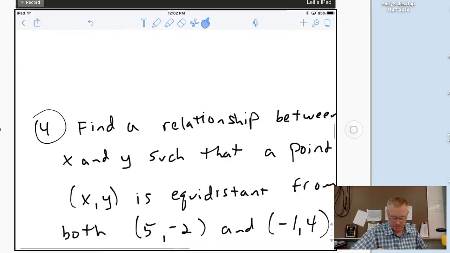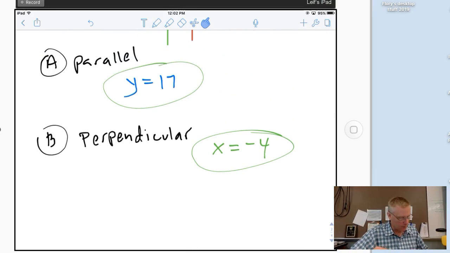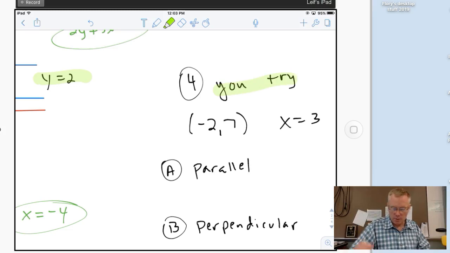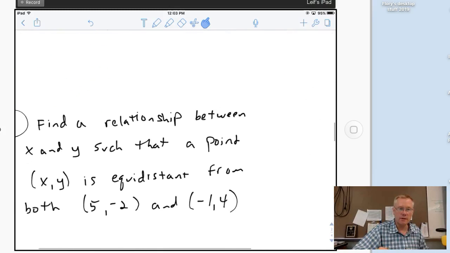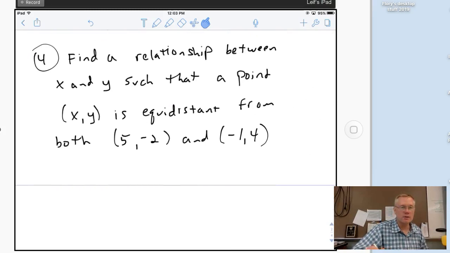The next one, oh, I think I missed one here. The next one's a u-try. All right, so the next one's a u-try, and this is the one right here where the point that you have to go through is negative 2, 7, and the equation is x equals 3. All right, and I want you to come up with the parallel line and the perpendicular line for x equals 3 that goes through the point negative 2, 7. All right, there's your u-try, and I'll move on. All right, next one.